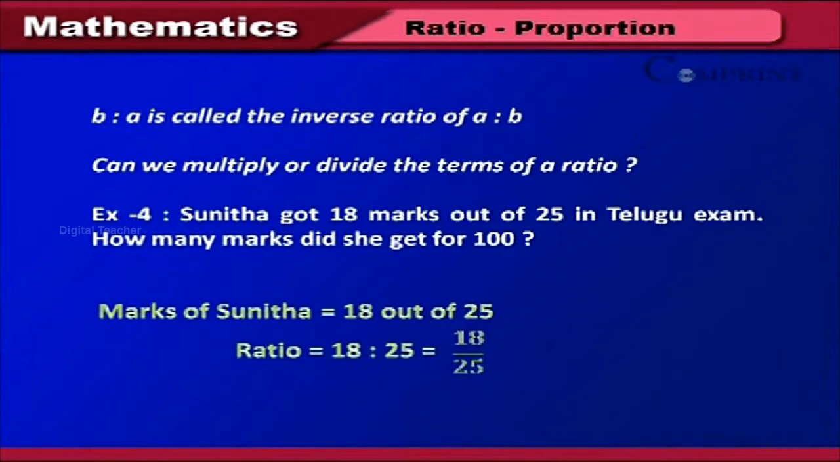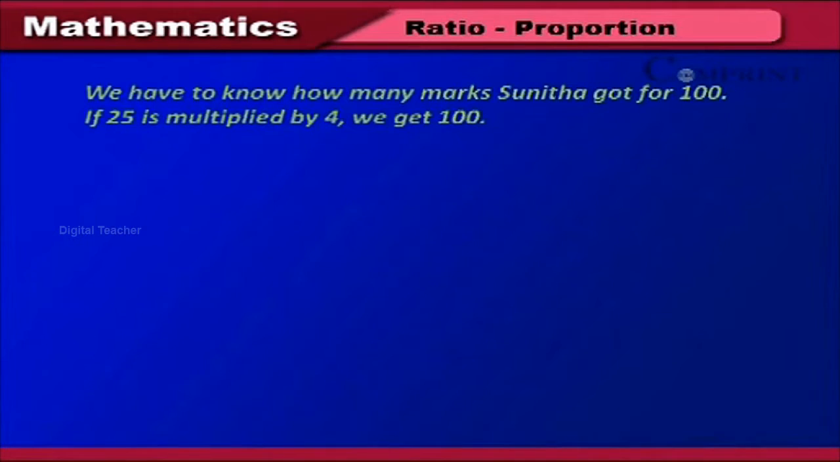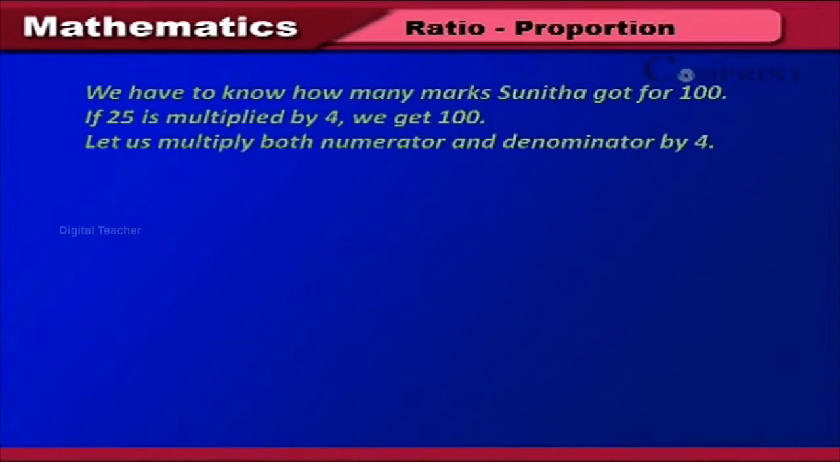Can we multiply or divide the terms of a ratio? Example 4. Sunita got 18 marks out of 25 in Telugu exam. How many marks did she get for 100? Marks of Sunita is equal to 18 out of 25. Ratio is equal to 18 is to 25 is equal to 18 by 25. We have to know how many marks Sunita got for 100.